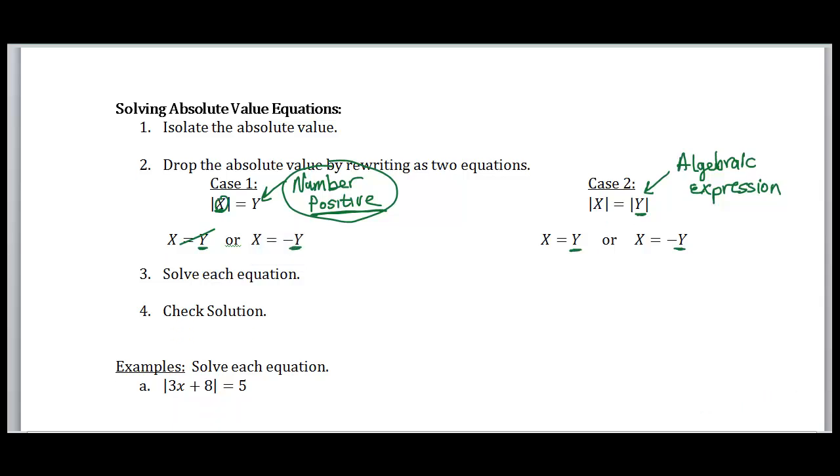Let's look at some examples. First example here.